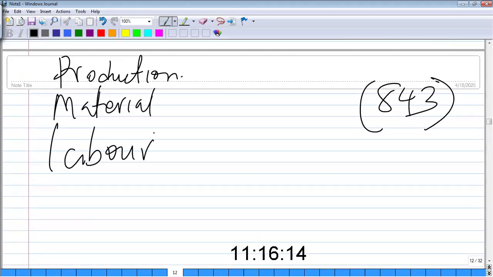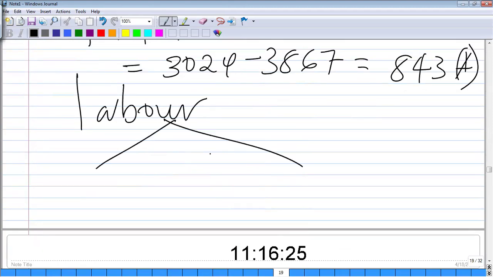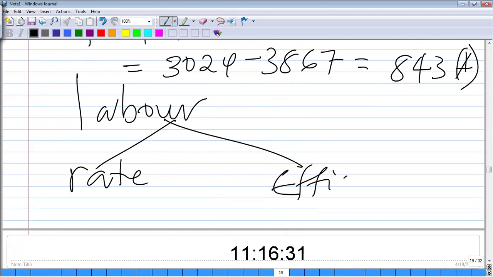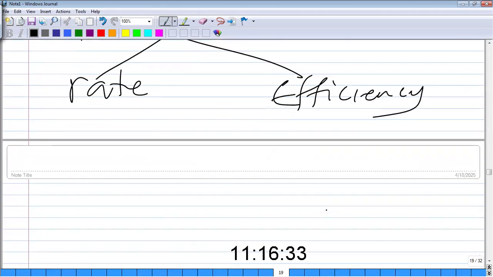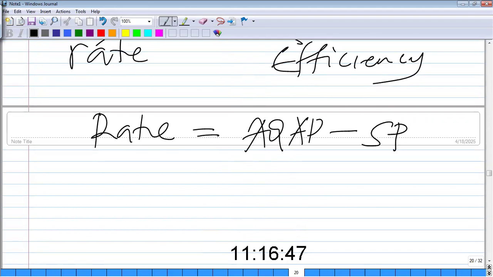We go to labor. So for labor variances, we are looking at two variances: the rate variance and the efficiency variance. For the rate variance, what's the formula? AQ times AP minus SP times AQ. What is our actual quantity?